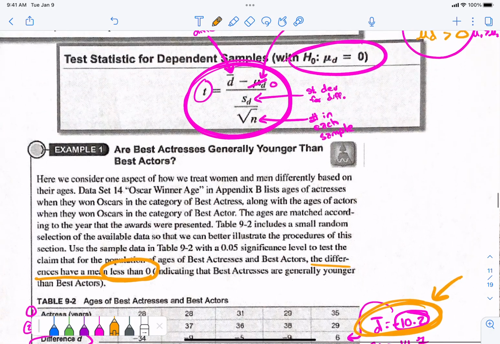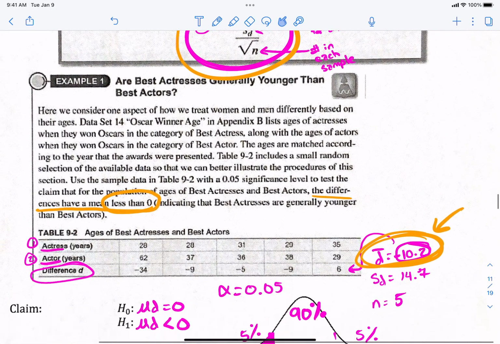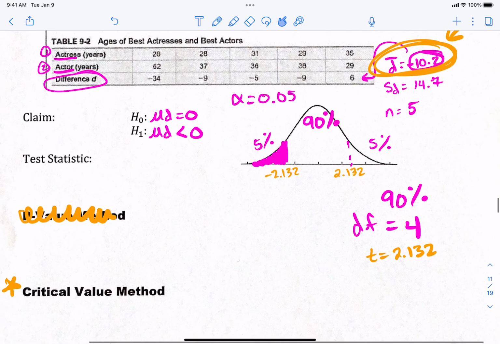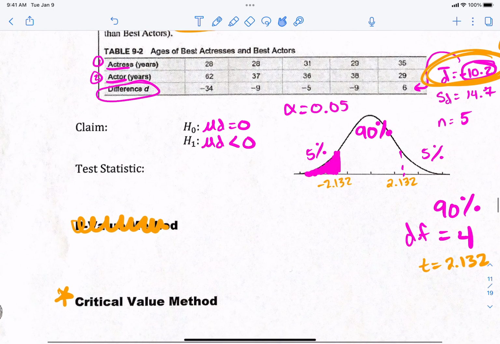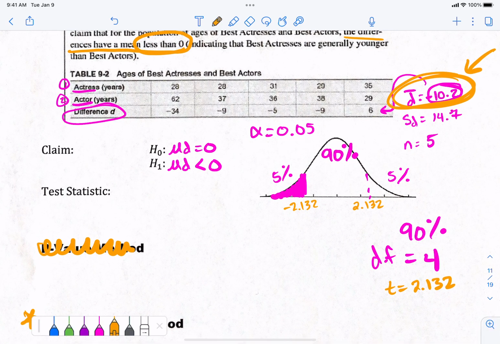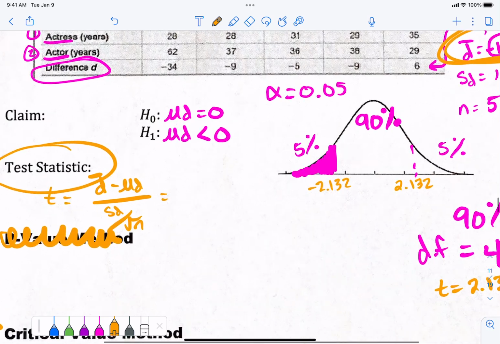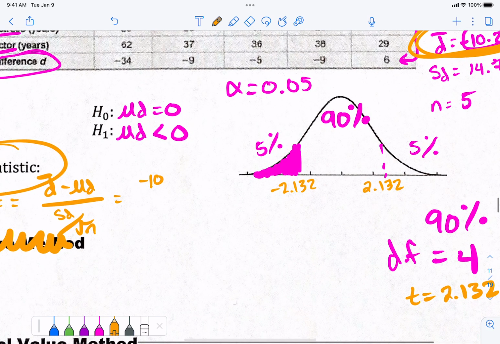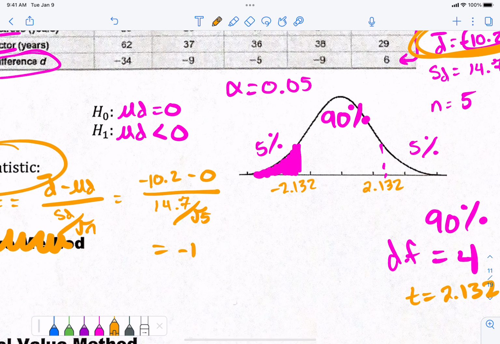Let's see, our formula right here. I'll write it down below. T for our test value. This goes under the test statistic value. The formula: T equals D bar minus mu D, all over SD over the square root of N. It's a similar formula to what we had before. D bar was negative 10.2, minus 0. Minus 0, that's always going to be the value of 0. SD is 14.7, divided by the square root of 5, and you get negative 1.55.